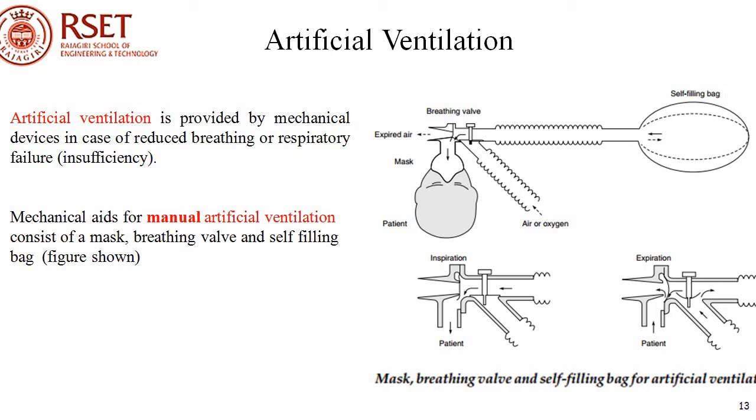Mechanical aids for manual artificial ventilation consist of a mask, breathing valve and self-filling bag as shown in the figure. The mask, which is of soft rubber or plastic, is held firmly over the patient's mouth and nose so that it fits tightly. The breathing valve serves to guide the air so that fresh air or air enriched with oxygen is supplied to the patient and expired air is conducted away. The bag is squeezed with one hand and functions as a pump. It is self-expanding and fills automatically with the fresh air or oxygen when the patient breathes out.